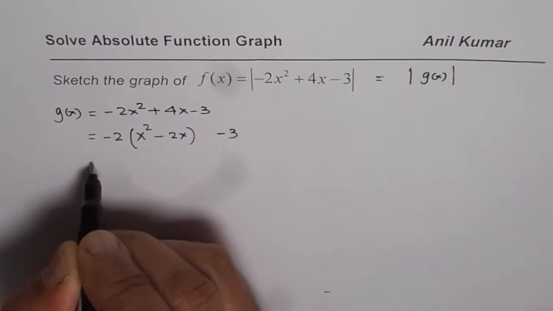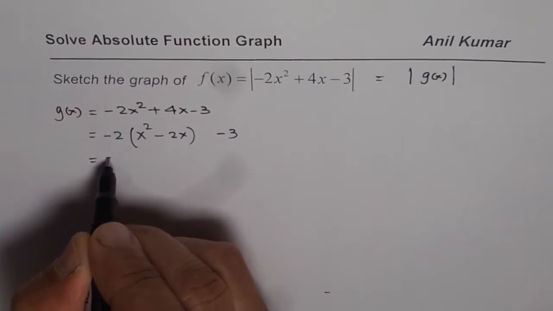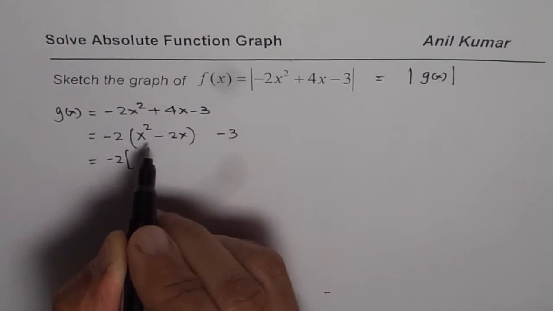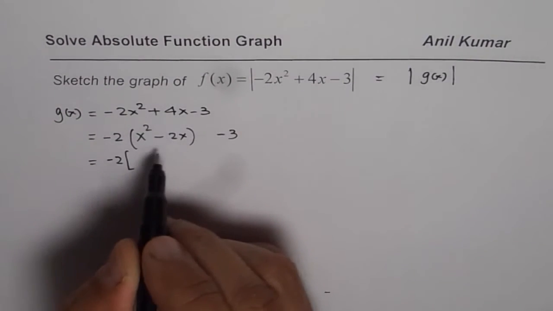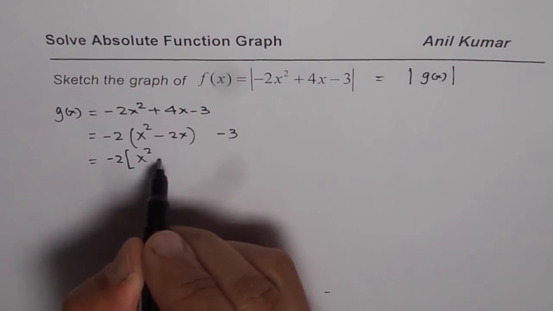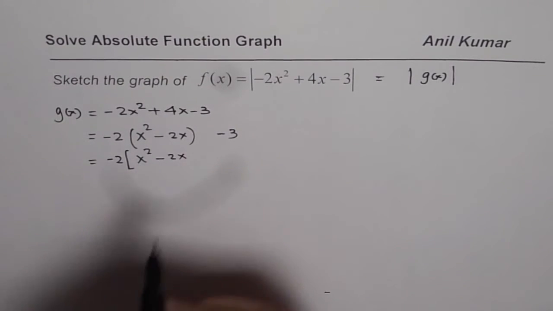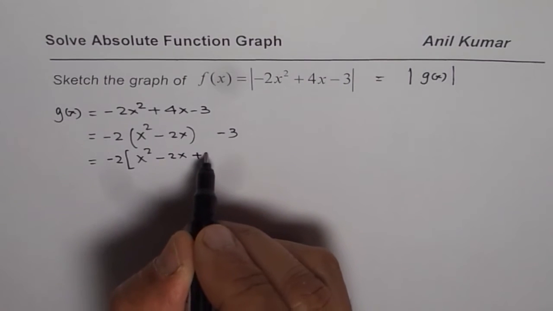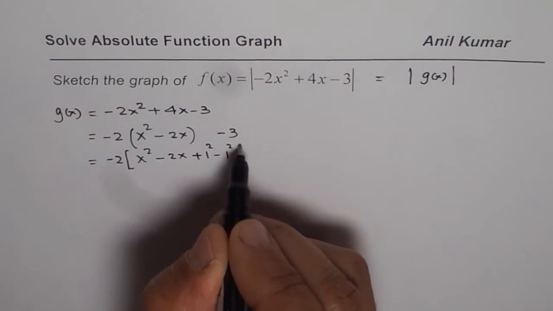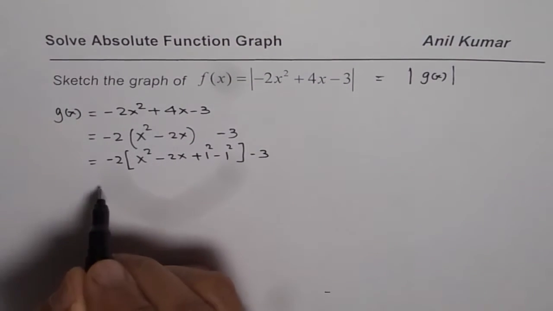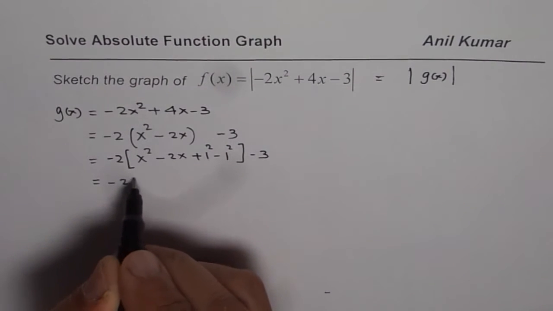So that is the completing the squares method which we're trying to do. We have minus 2. In this part, we will add and subtract half of 2 squared. So that is 1 squared. So we'll add and subtract 1 squared. These are the steps you should follow to complete the squares, right?